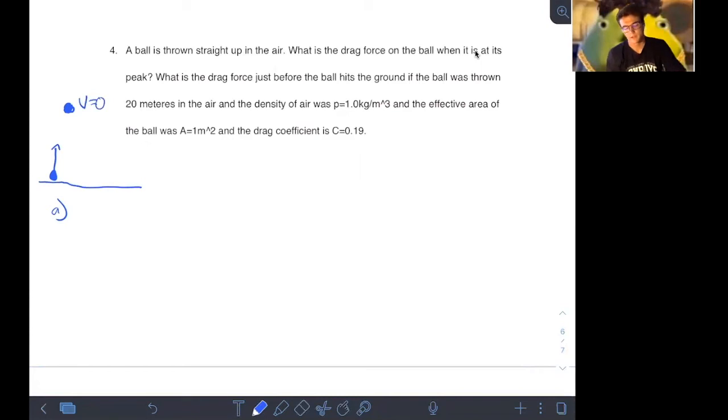It's not moving, right? So if we go to our equation that we know for drag force, D equals 1/2 C rho A v squared. If we plug in velocity here, velocity is 0, so our drag force is going to be 0. Drag equals 0. So how fast the ball is moving is going to affect the drag force, right? The faster the ball or object is moving in air, the more drag force you're going to experience, right?